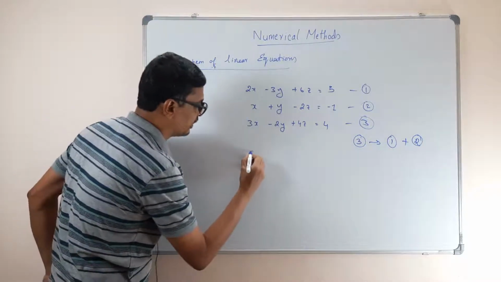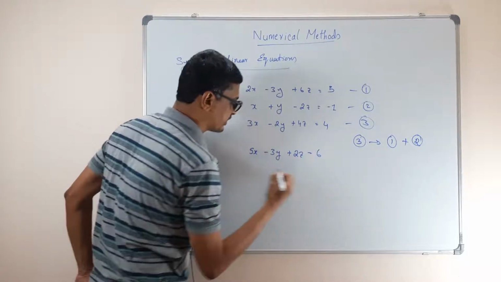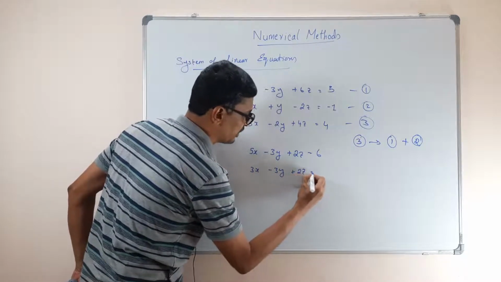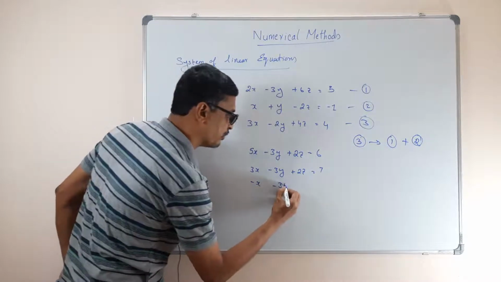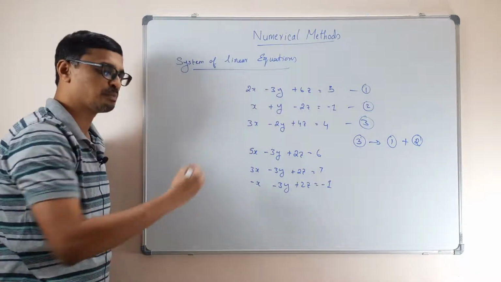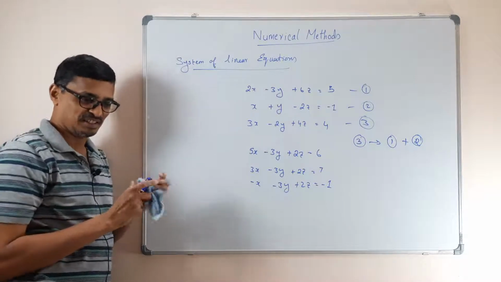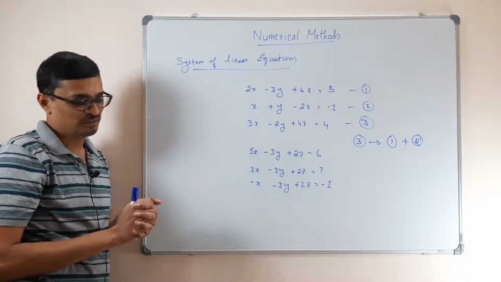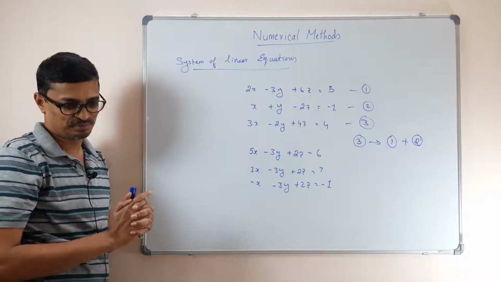Say 5x minus 3y plus 2z equals 6, 3x minus 3y plus 2z equals 7, and minus x minus 3y plus 2z equals minus 1. You try to solve this problem, you will not be able to solve this also. None of these equations is a linear combination of the others, but still you are not able to solve it. Can you try that?